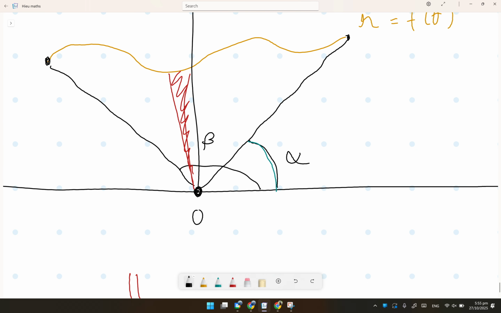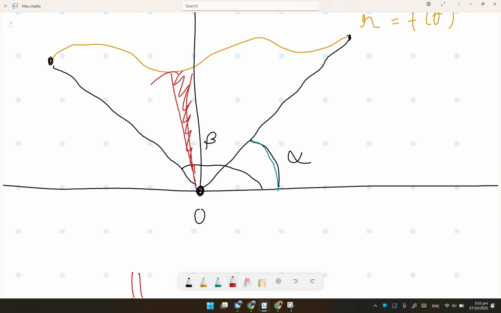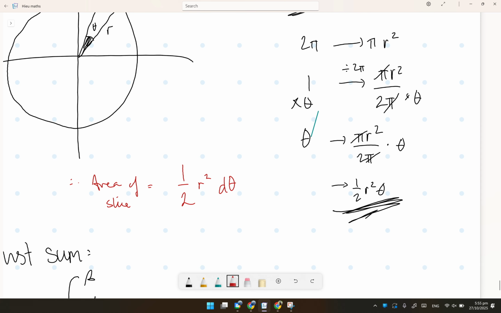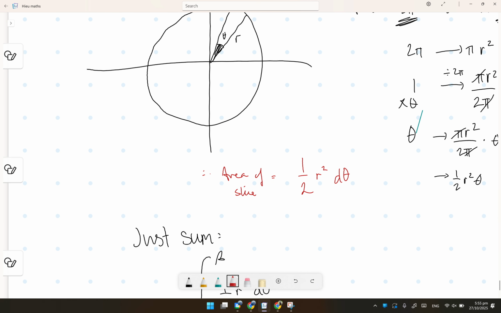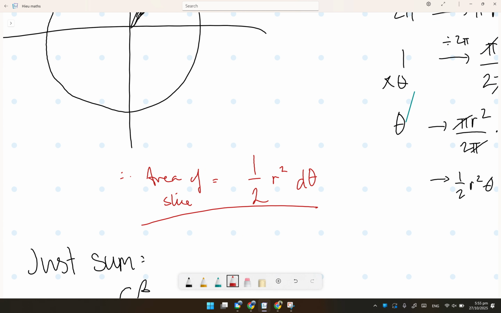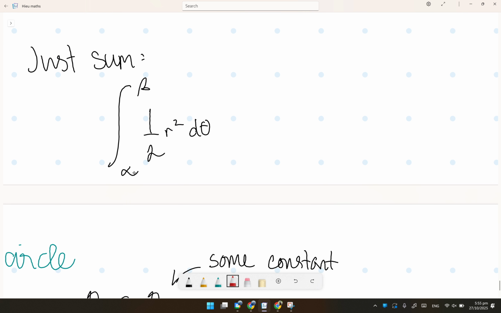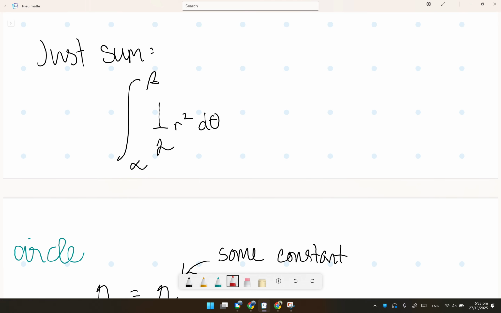The idea is that this is no different from a circle. We can treat this as a small section of a circle, and that's just how the equation works. So we can integrate this. Let's think how we're going to do this. The area of a slice is equal to this, and therefore we're trying to integrate from alpha to beta of 1/2 r squared d theta.